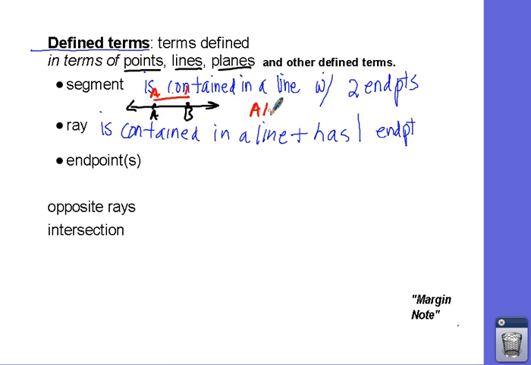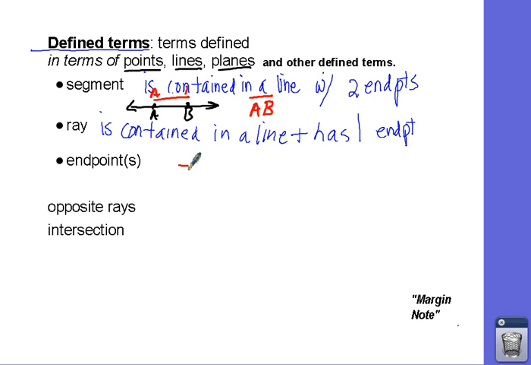And we write segment AB with just a bar over the top, no arrows on the end, indicating that it does have ends. If there were arrows here and here, it would indicate that it goes on forever and ever, and it would be a line, but a segment has ends.